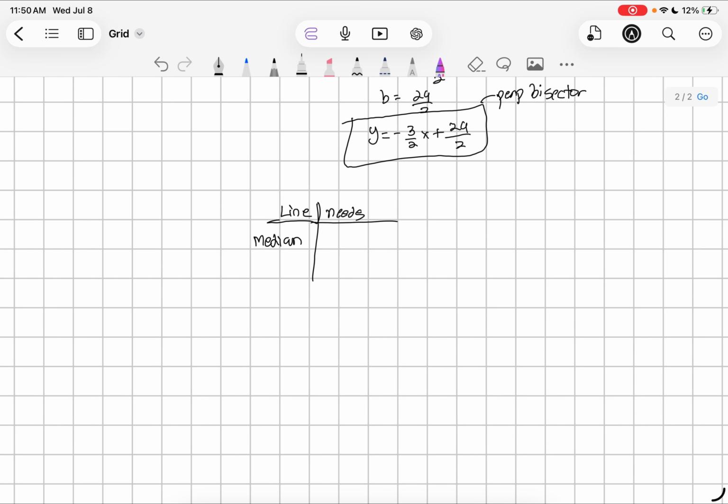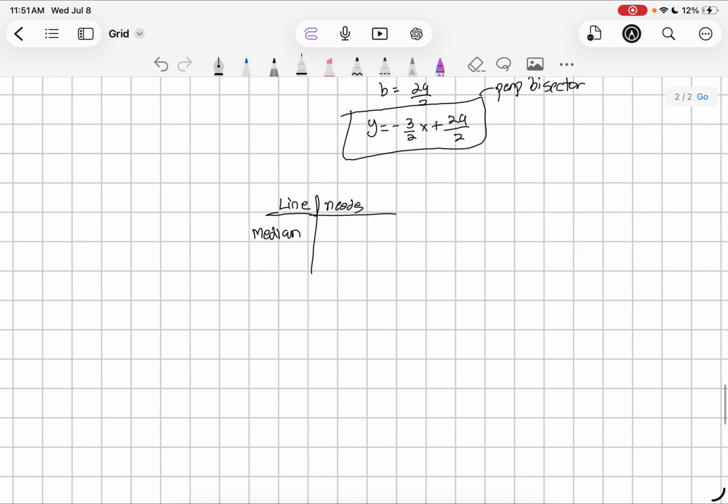So essentially, median is find the midpoint, connect the vertex, find the equation. Altitude is find the opposite side, slope, negative reciprocal, use the vertex to solve for the equation. And perpendicular bisector is find the midpoint, find the slope, negative reciprocal, and then use the midpoint to solve the equation. Although these three lines have different purposes, they all follow the same idea. Find the correct points, find the slope, and use y equals mx plus b to create the equation.